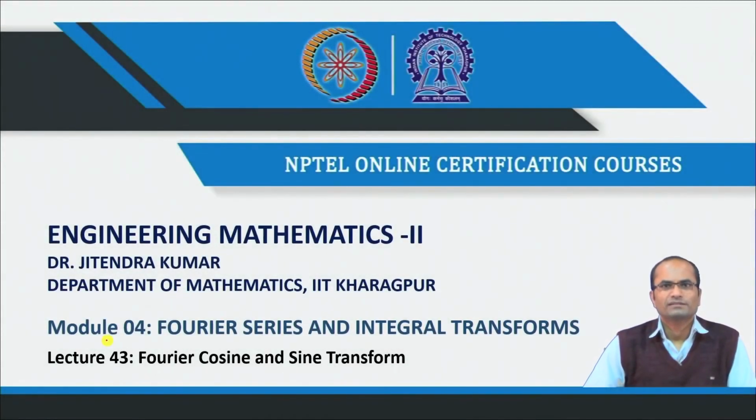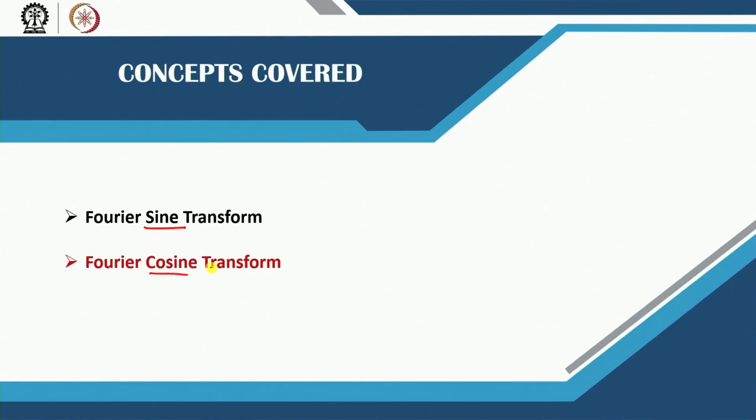Welcome back to lectures on engineering mathematics 2. So, this is lecture number 43 on Fourier cosine and sine transform. Today we will discuss what these transforms are. One will be the sine transform, the other one would be the Fourier cosine transform, and then we will discuss the properties of these transforms.